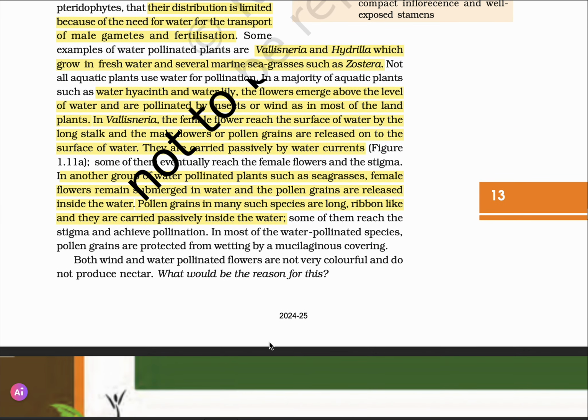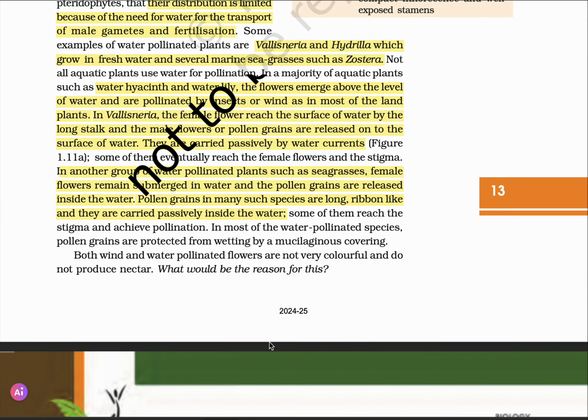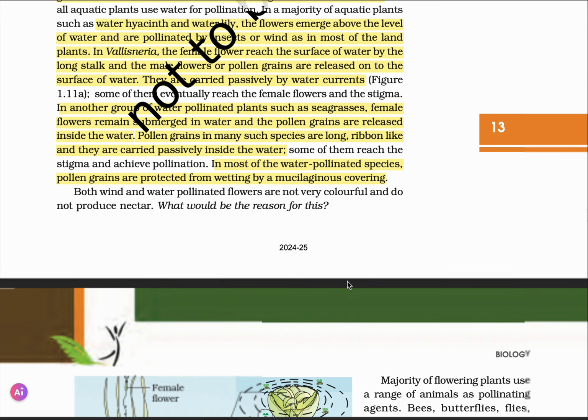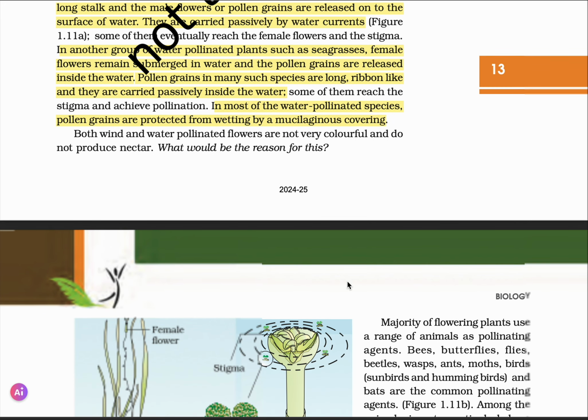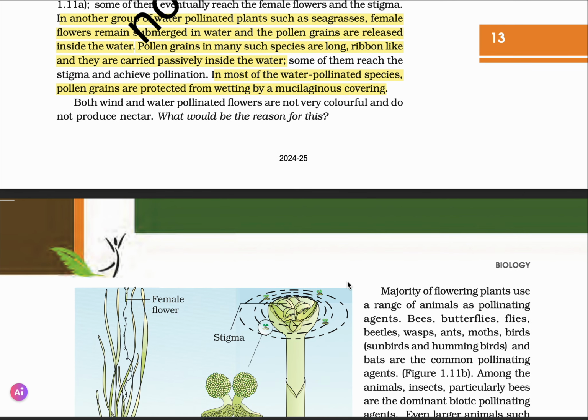In most of the water pollinated species, pollen grains are protected from wetting by a mucilaginous covering. We need to remember that as well. In water pollinated species, mucilaginous covering is actually present. Both wind and water pollinated flowers are not very colorful and do not produce nectar because they do not want to attract insects or animals. This is the reason why.